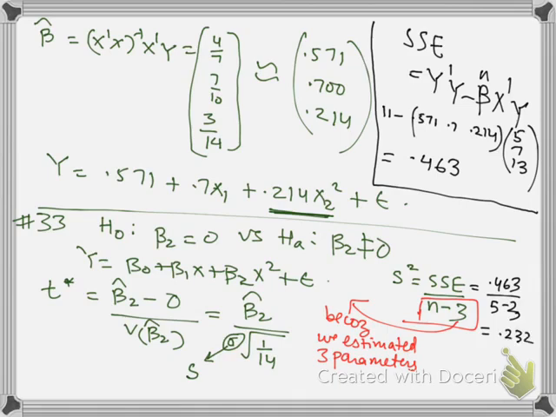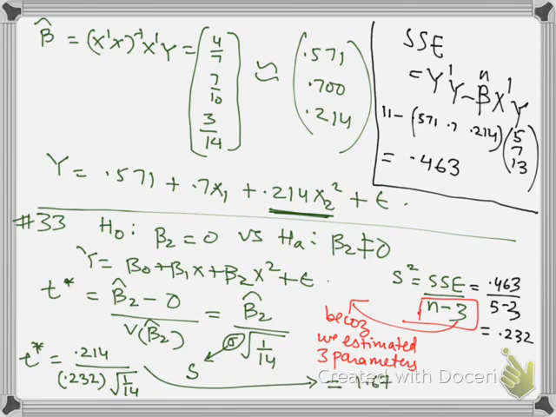So getting back to my T, the test statistic is beta 2 hat, which is 0.214, divided by S times the square root of 1 over 14, where S is 0.232, which, if my calculation is correct, is 1.67.